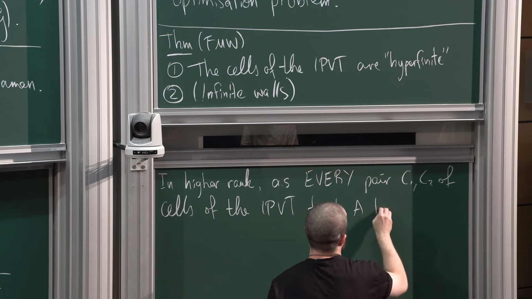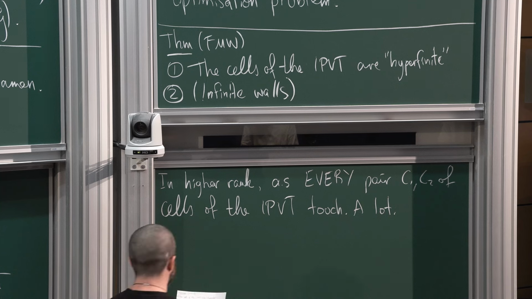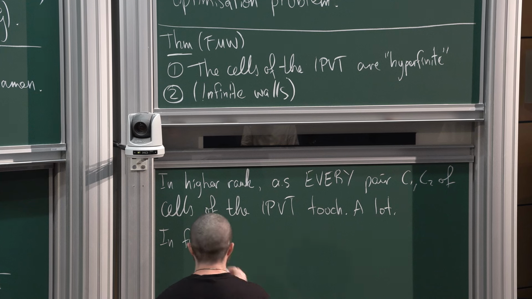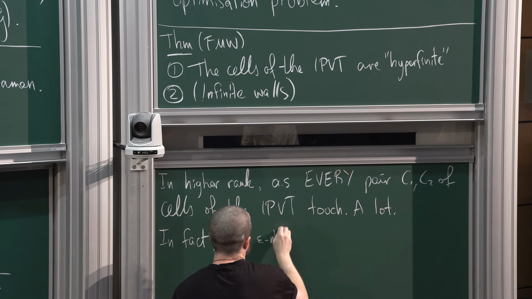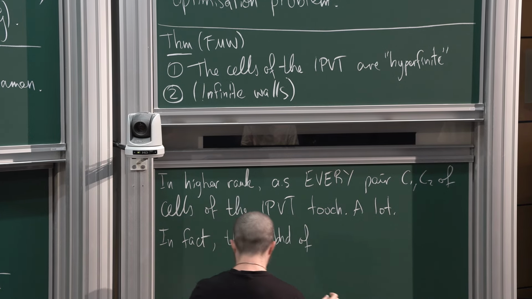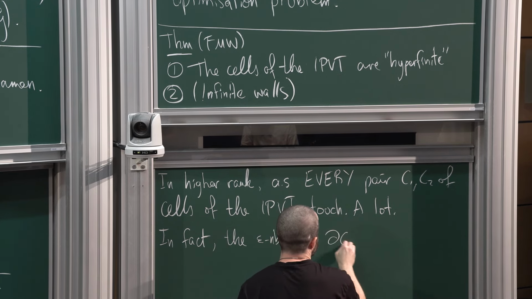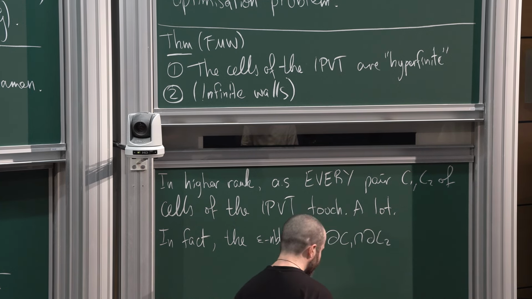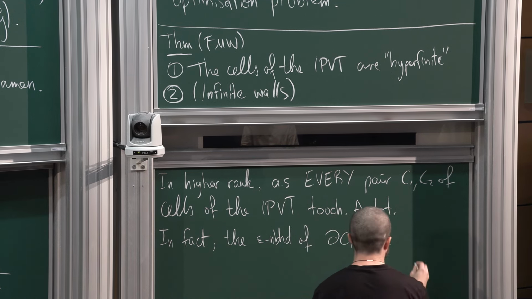A lot. Not just a little, but a lot. In fact, this will be slightly more precise: for every pair of these cells, the epsilon neighborhood of the intersection of their common boundaries. I look at the boundary of one of these cells, and I intersect that with the boundary of the other cell. This thing is not just non-empty, but has infinite volume.